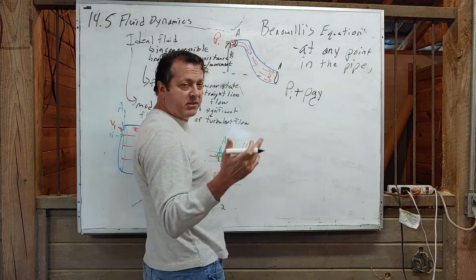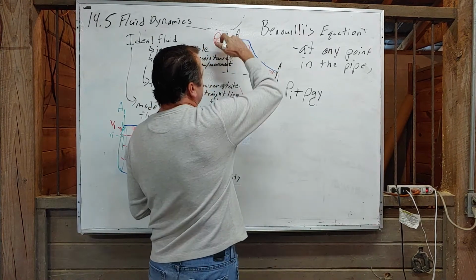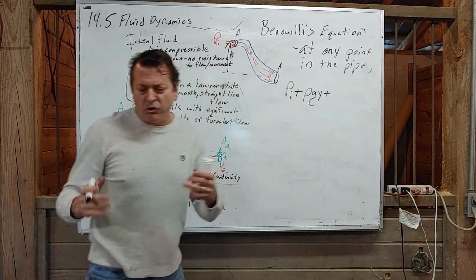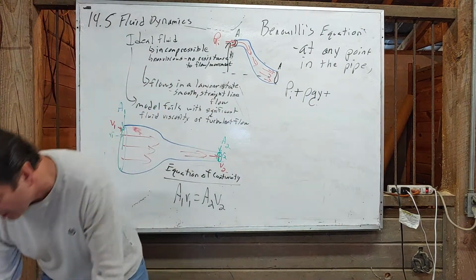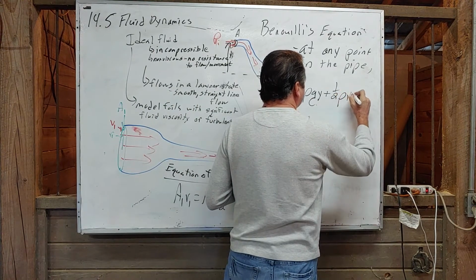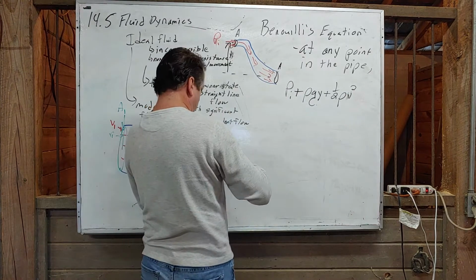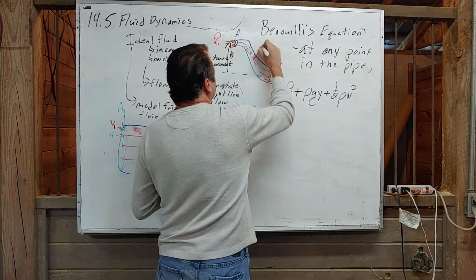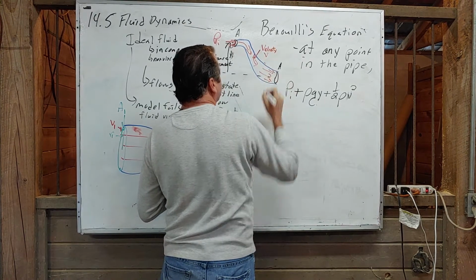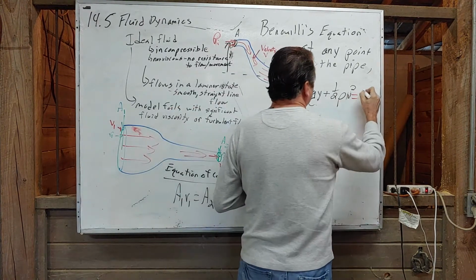It's like static fluids. As it goes down, you've got more pressure on it. So the pressure that it's initially at, plus the pressure due to depth, plus the pressure due to the flowing, which is 1/2 rho v squared, where v is the velocity of this, velocity v. And all that equals a constant.